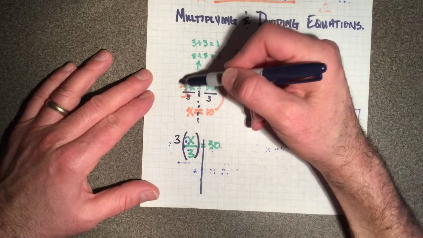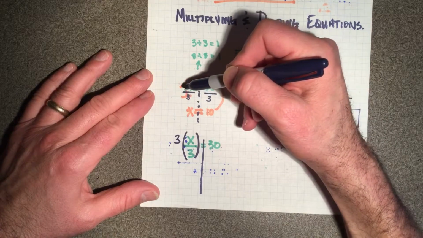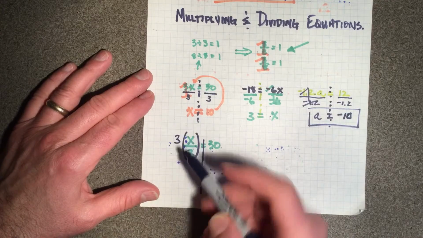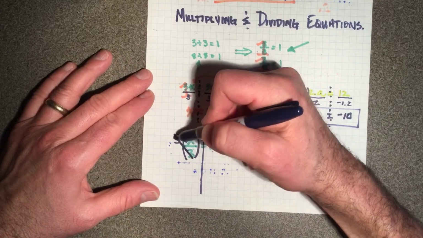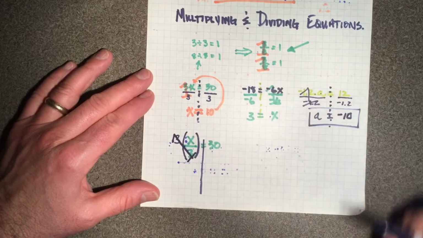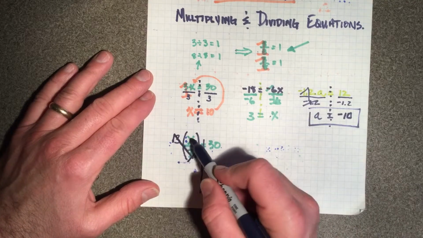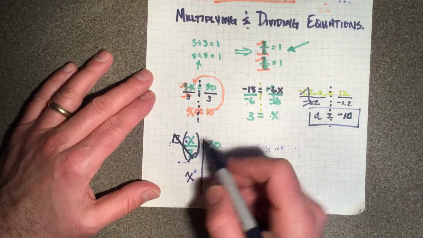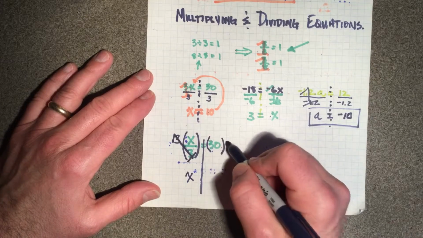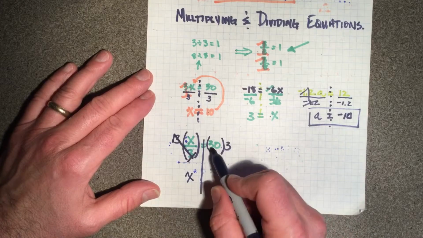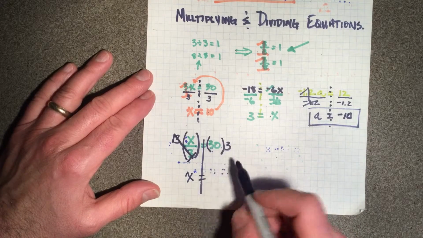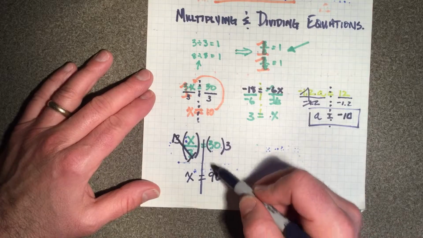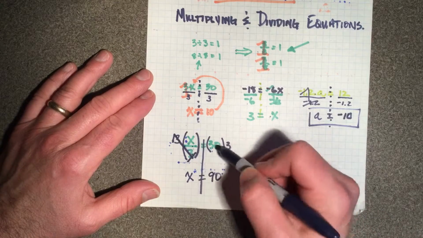Now, that looks just about like this. This says 3 times x divided by 3. This also says 3 times x divided by 3. So it does the exact same thing. These two 3's turn into a great big 1, and the 1 times x is x. Since I multiplied the left side by 3, I better multiply the right side by 3 as well. So 30 times 3 is 90. And you can check that. 90 divided by 3, yep, that's 30.